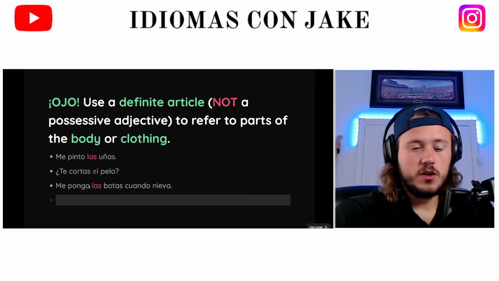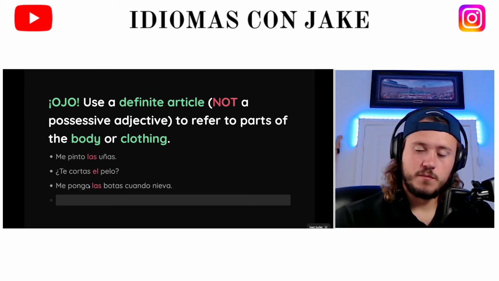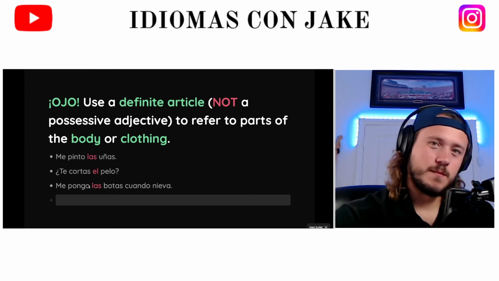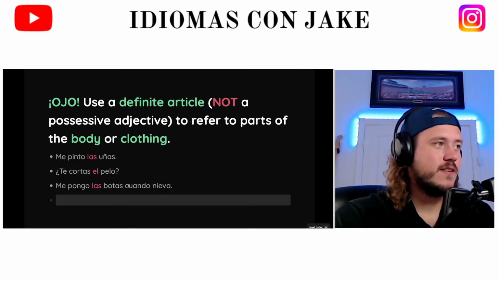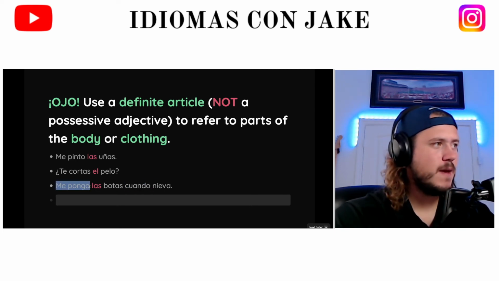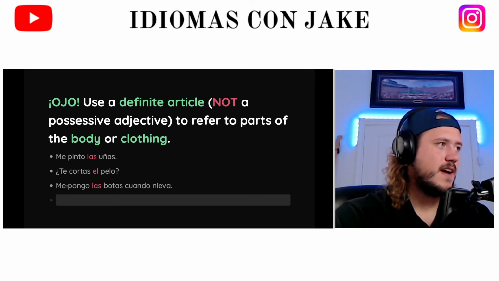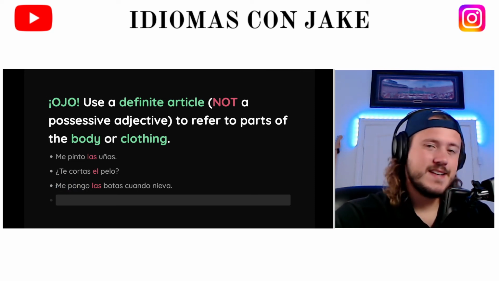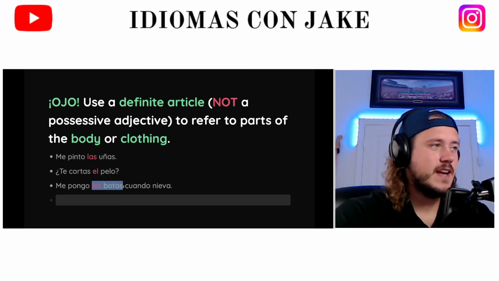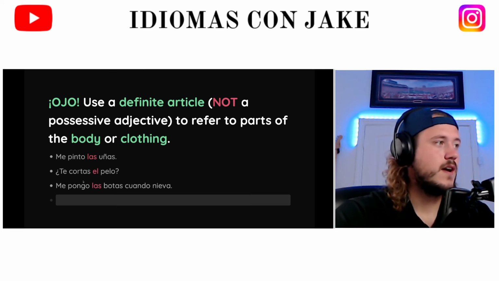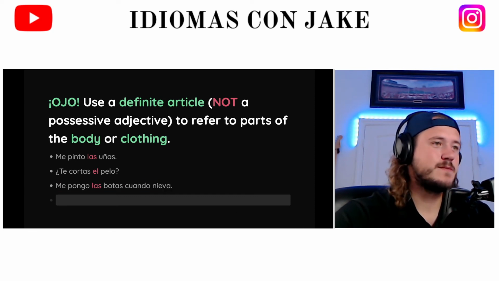We use this often with putting clothes on, because when I put clothes on, I'm the one who does the putting on, but I'm also the one who gets the clothes put on me, right? So, me pongo las botas cuando nieva. Cuando nieva, when it snows. Me pongo. This was one of our go-yo verbs. I put. Me is telling me that I'm the one receiving the putting of these clothes, right? Of specifically, las botas. ¿Qué son las botas? The boots, right? So I put on to myself the boots when it snows, right? Me pongo las botas cuando nieva.